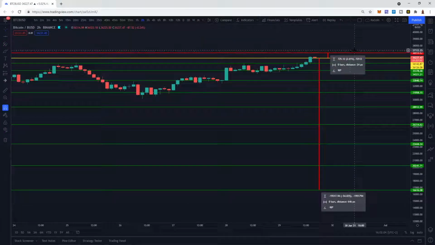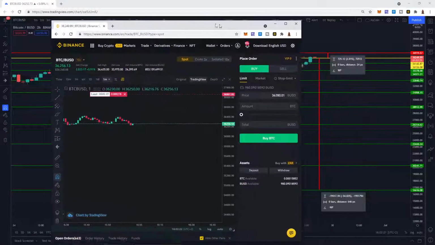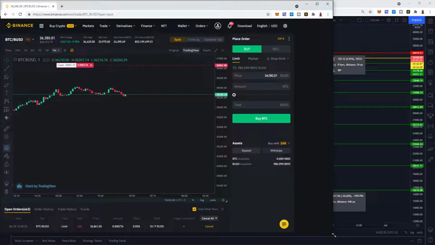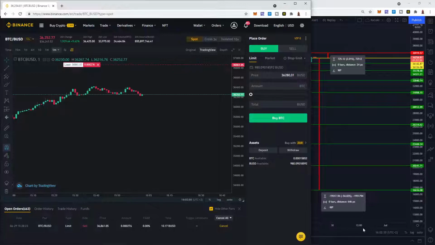So the red line will be my take profit, a sell limit order, and we'll add the green lines as buy limit orders if the market does come down. Let's get to my Binance account. Let's set it up. We can do this. As you can see, I've already put in my sell order.